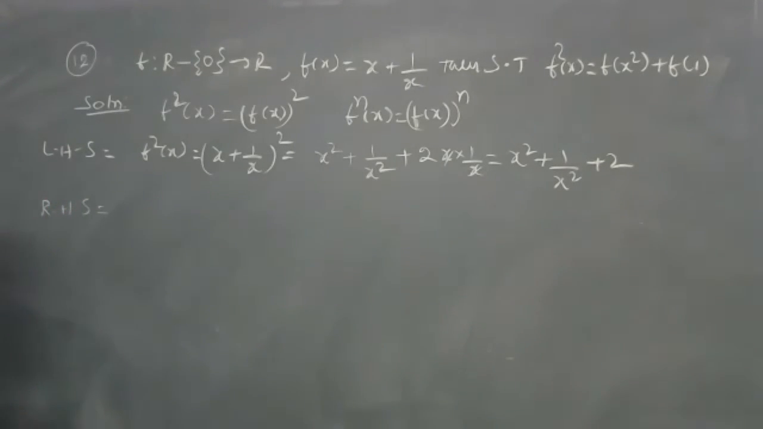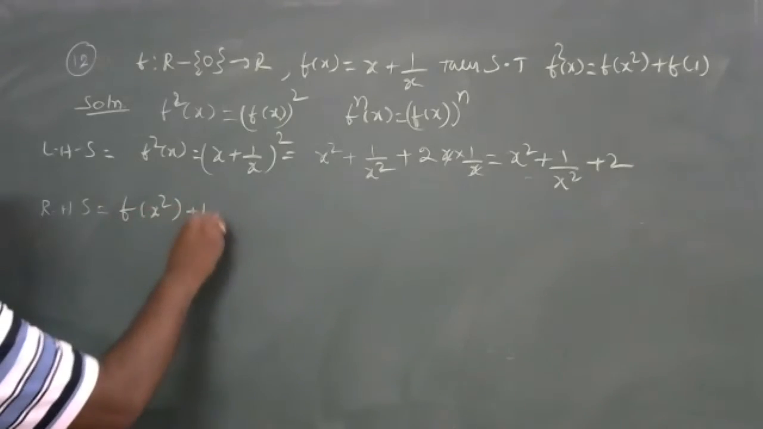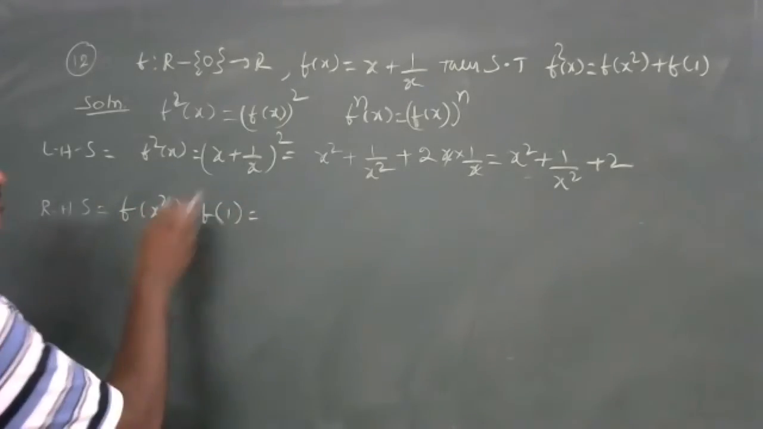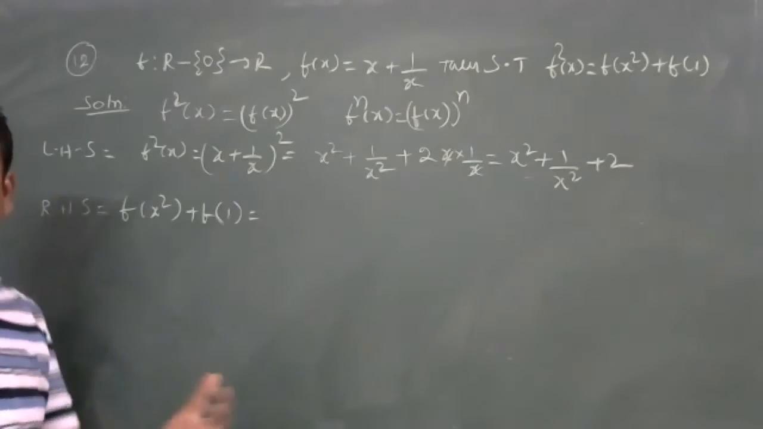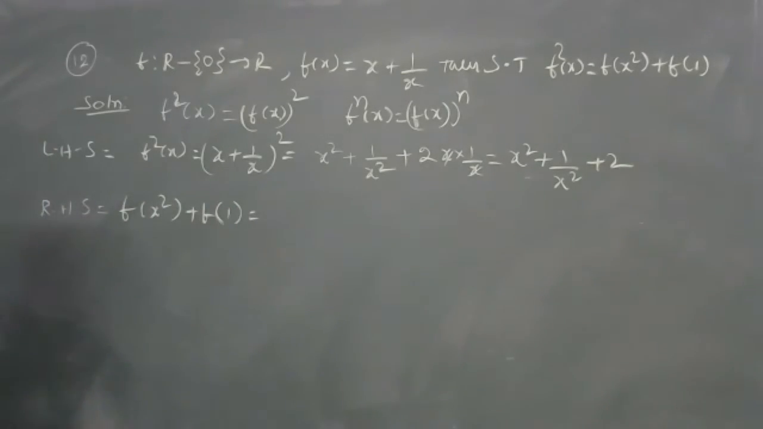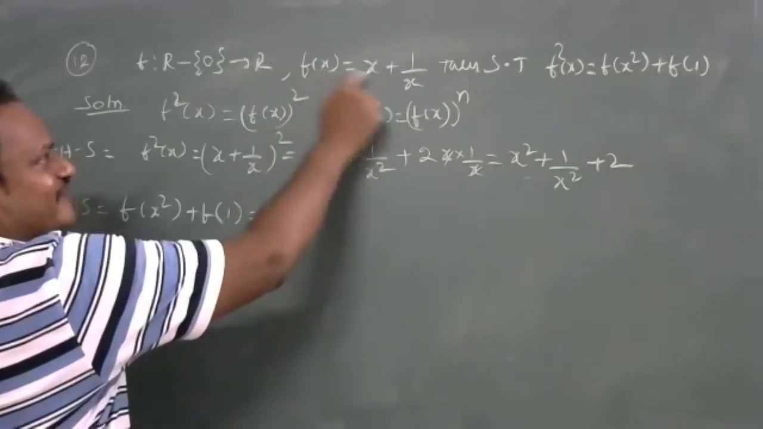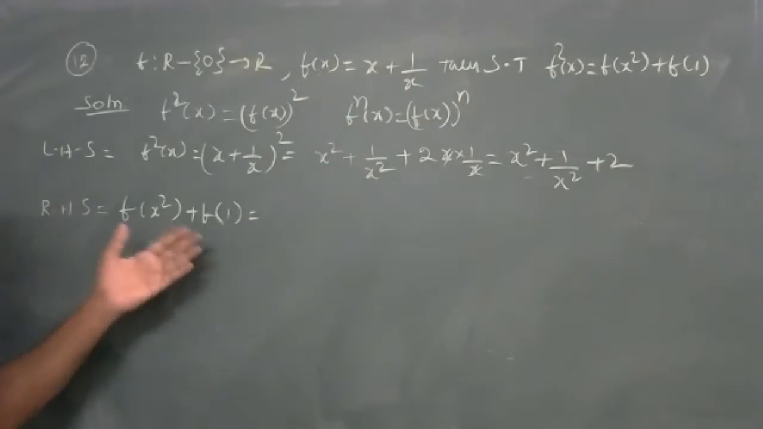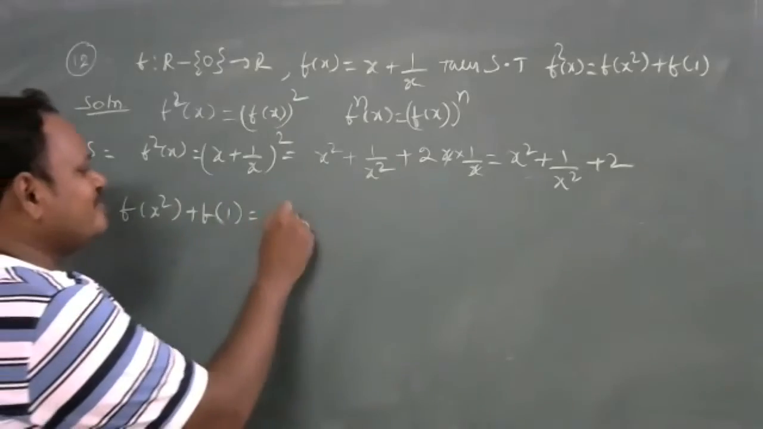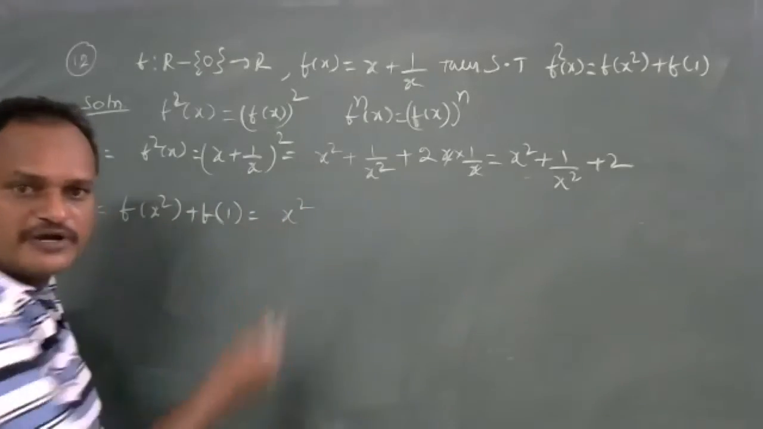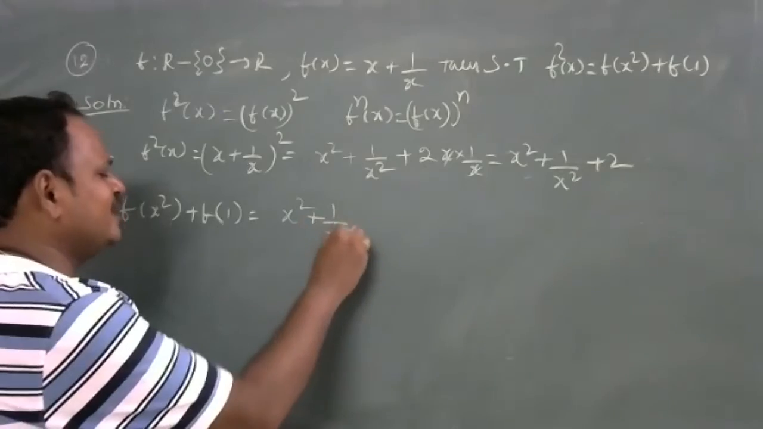What is the right hand side part? We have here f of x square plus f of 1. Let us do f of x square. f of x square means what now? Just replace x by x square. See, f of x is x plus 1 by x. f of x square means wherever x is there, you have to replace it by x square. That is now x square plus 1 by x square.